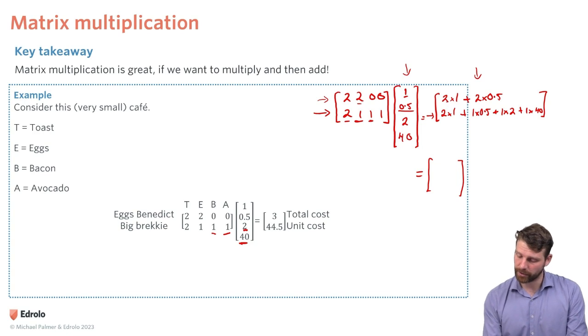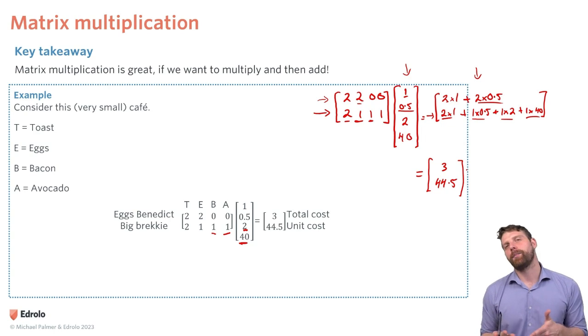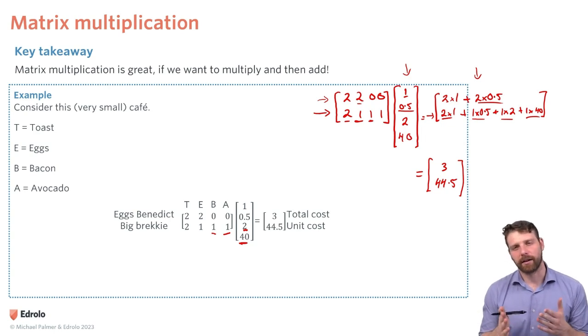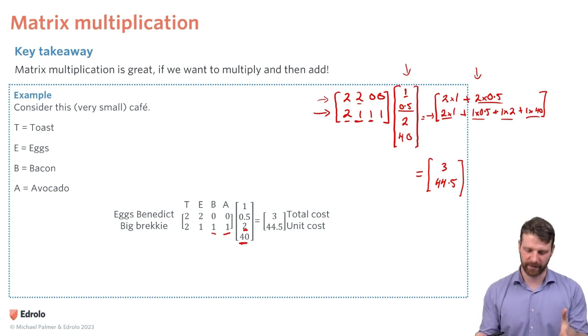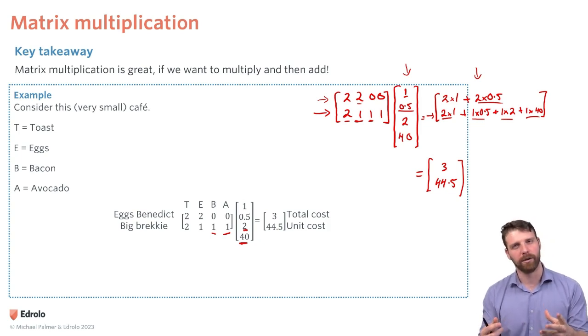And so here in the top, 2 plus 1 is going to give me a cost of 3. And 2 times 1 is 2, plus 0.5 plus 2 is going to give me 4.5, plus 40 is going to give me $44.50. So that's why matrix multiplication is the way it is. It's a convenient way for us to, well, not because of cafe items, but sometimes we want to multiply and add sort of in one operation. And that's what matrix multiplication does for us.